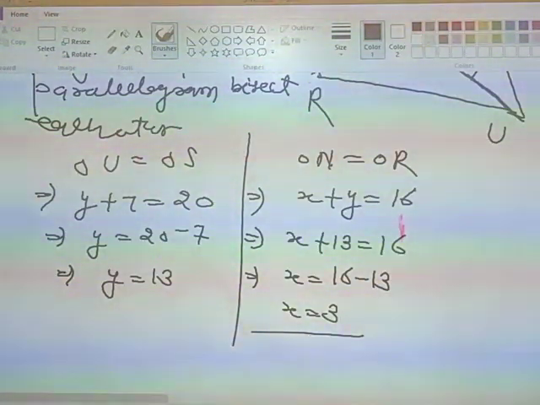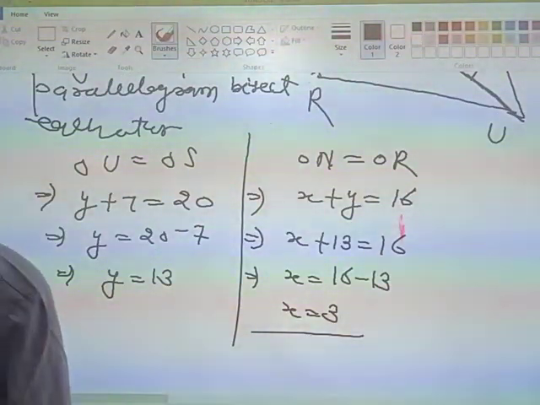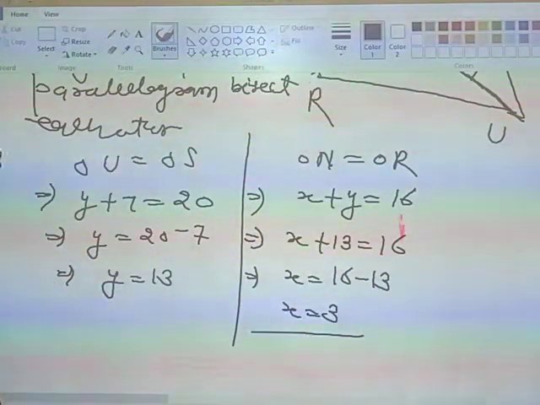Okay, students. Now question number 9. In the above figure, both RISK and CLUE are parallelograms. Find the value of x. Students, do it fast.